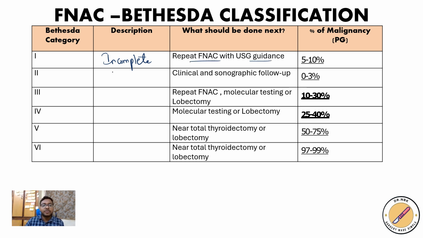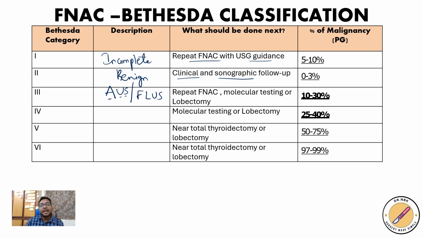And coming to the second one, you have benign entity. As it is benign, you don't need to go for the next evaluation. You just need to ask the patient to come for follow up. So you need to do clinical and sonographic follow up. Third one is AUS or FLUS.